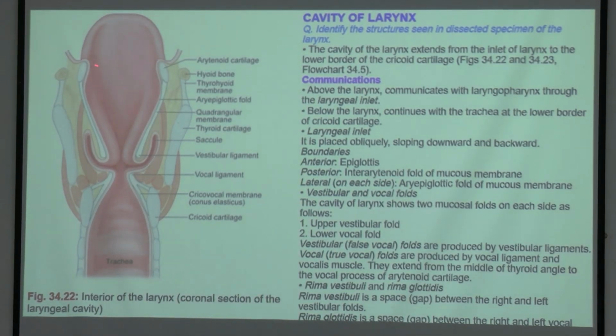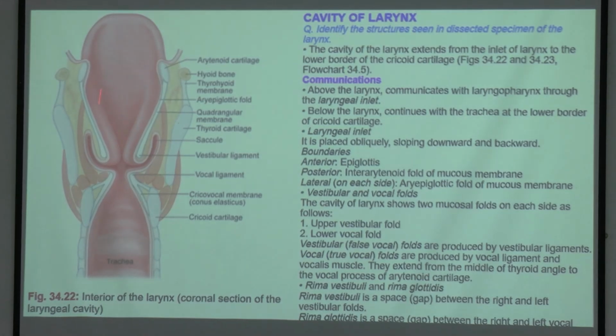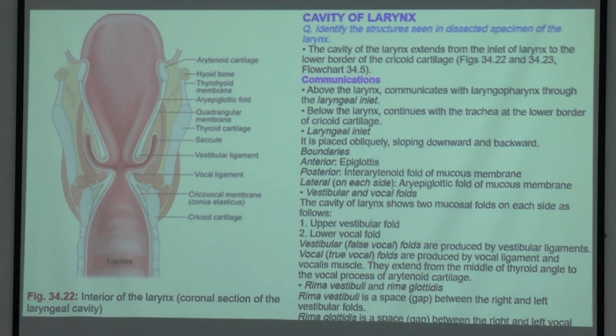So we must see this area. This is what we can get in the viscera. That is the vestibular area. This is the vestibular fold. This is the vocal fold. In the vestibular fold, we get the vestibular ligament. In the vocal fold, we get the vocal ligament. And there is a depression area. This is the sinus of the larynx. And within the sinus of the larynx, we can get a saccular structure which is called the saccule.